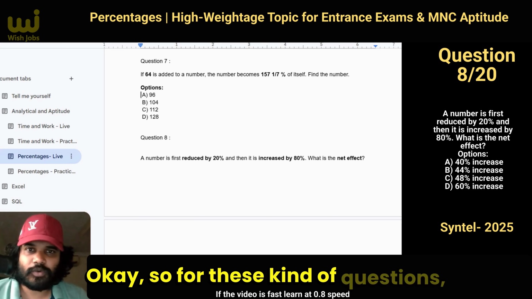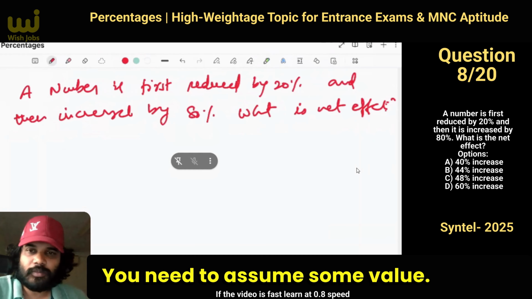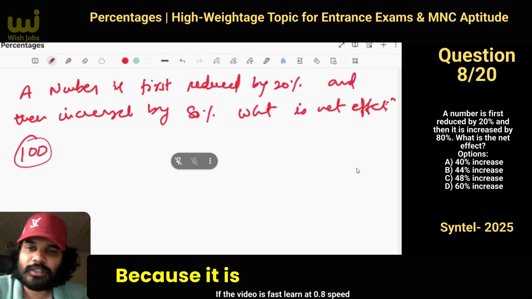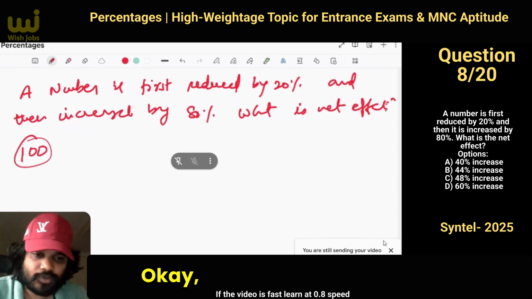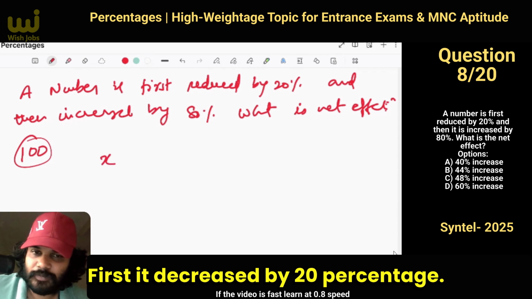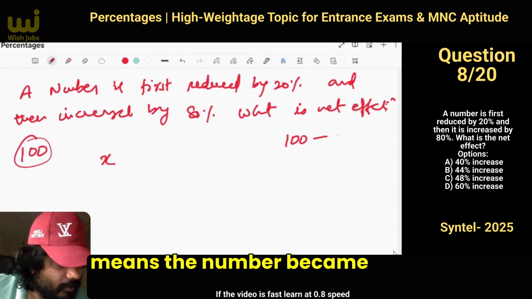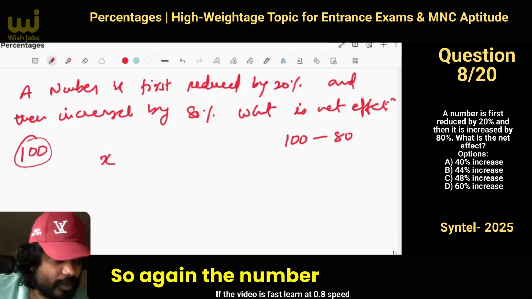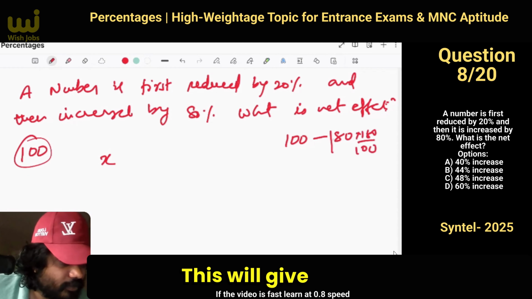For these kind of questions, you need to assume some value, like think for example a number is 100. Why are we taking 100? Because it is easy to calculate. So first it decreased by 20 percentage. Suppose 100 is the number, if it decreased by 20 percentage, the number became 80. Then it increased by 80 percentage, so the number should be increased again by 80 percentage, that is 80 into 180 percentage by 100. This will give you the resultant number.